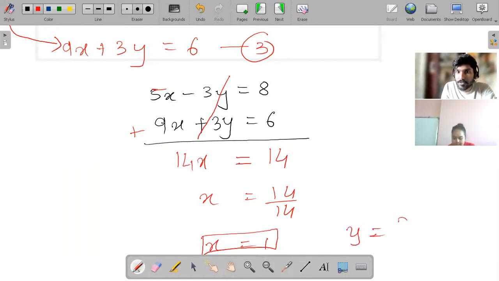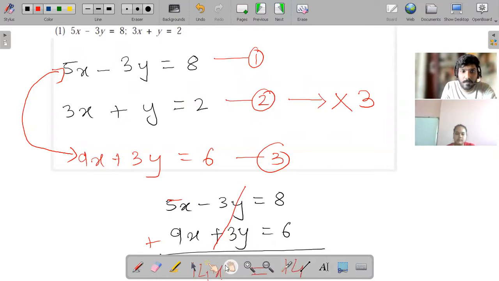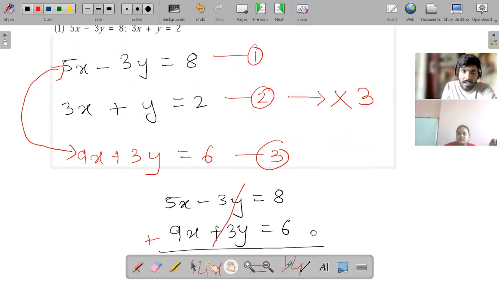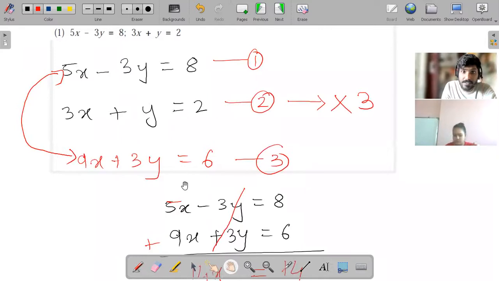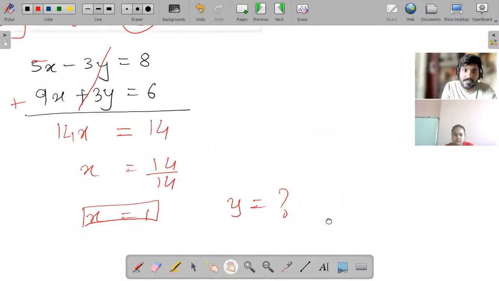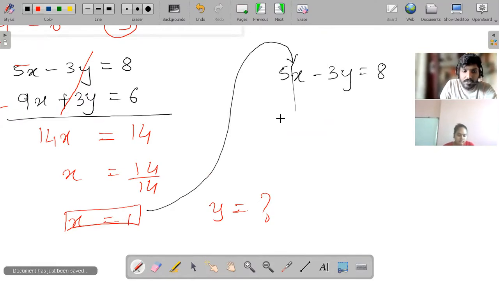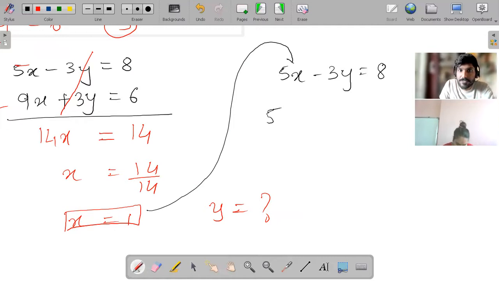Now we need to find the value of y. So to find the value of y, you substitute x equal to 1 in any one of these three equations. So we'll take the first one itself, that is 5x minus 3y equal to 8. Now substitute x as 1 in this equation. So 5 into 1 minus 3y equal to 8. So this will give you 5 minus 3y is equal to 8.